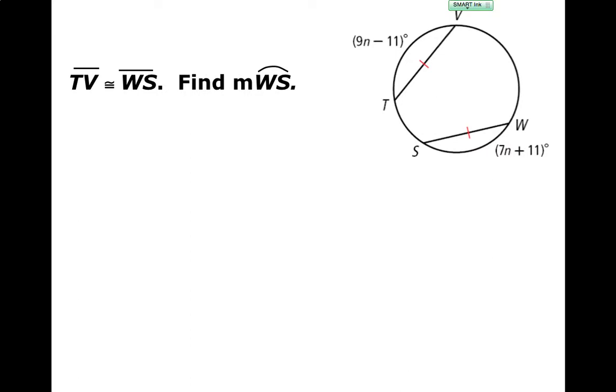All right, here's an example. I want you to find the measure, so the degrees, of arc WS. So how many degrees is arc WS? What part of the theorem would you use? Does it start with congruent chords? Okay, so that's the part you're using. So you're using part 2, read through that. If you have congruent chords, then congruent arcs. So the arcs that are related to those chords are congruent.